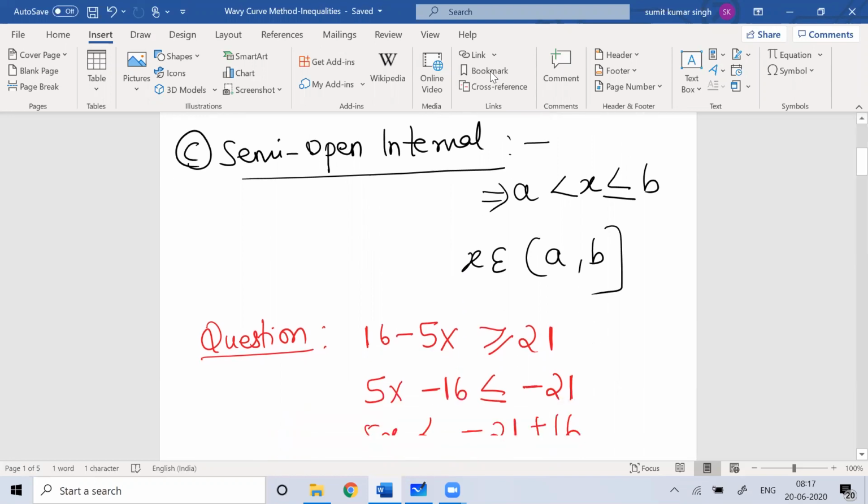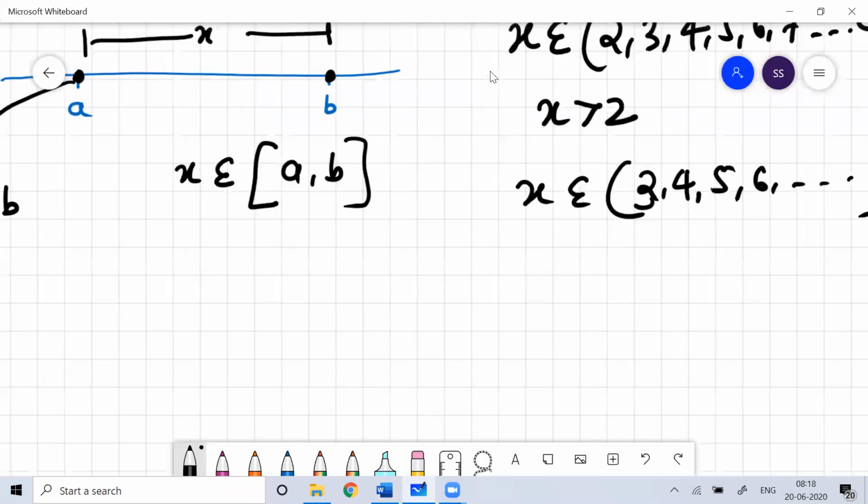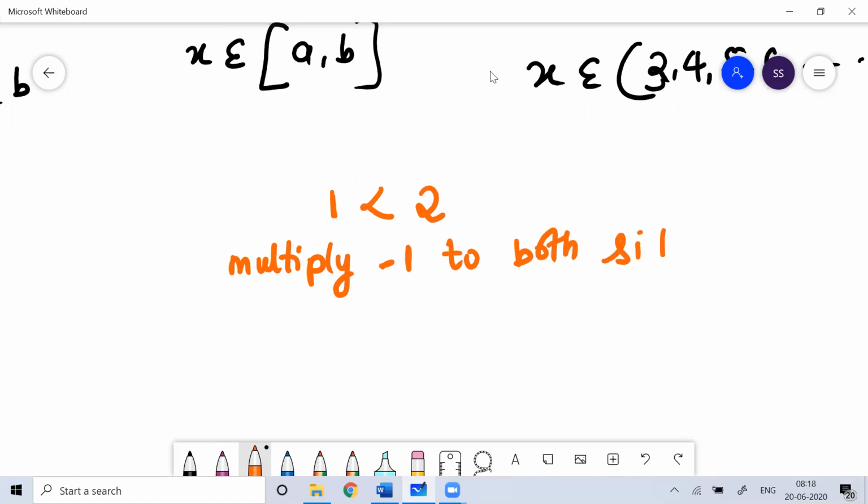Now you can see this question on inequality. Before that, I want to give you a small idea. If I ask you what is the relation between 1 and 2, you'll say 2 is greater than 1. Similarly, if I multiply -1 to both sides, what will happen then? Whenever you multiply by -1, what would be the relation? Now when you see -1 and -2, you know that -1 is bigger than -2.